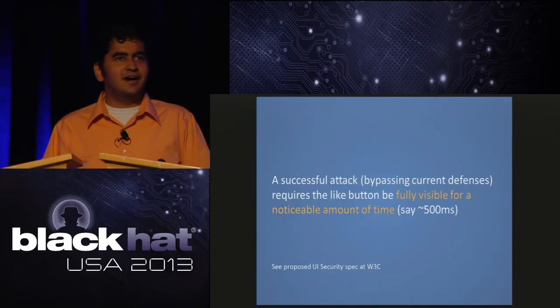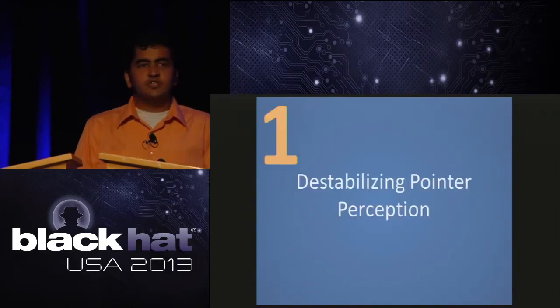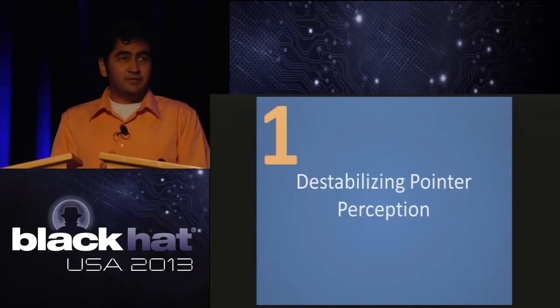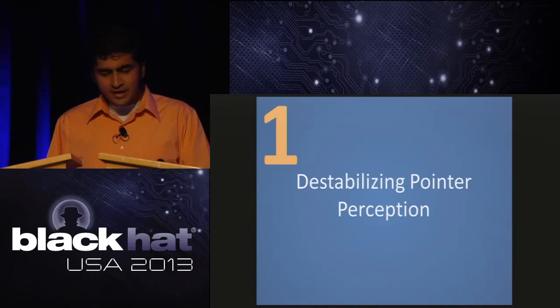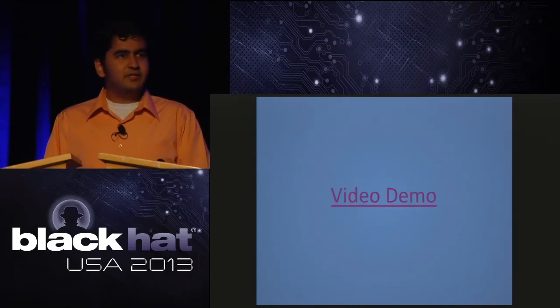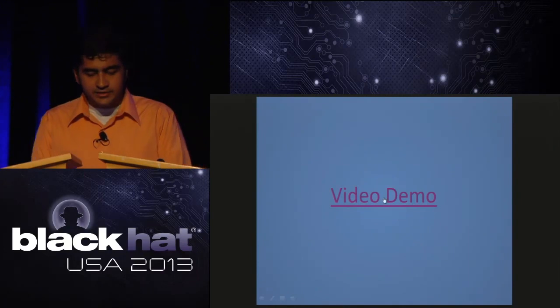All right, cool. The first attack I'll talk about is the destabilizing pointer perception attack. This is about confusing the user's idea of what the pointer is and where it's going. For all the attacks today, I'll be using a lot of videos and demos. Videos tend to go wrong, so hopefully Murphy's Law doesn't bite me. I'll say a little prayer and see what happens.